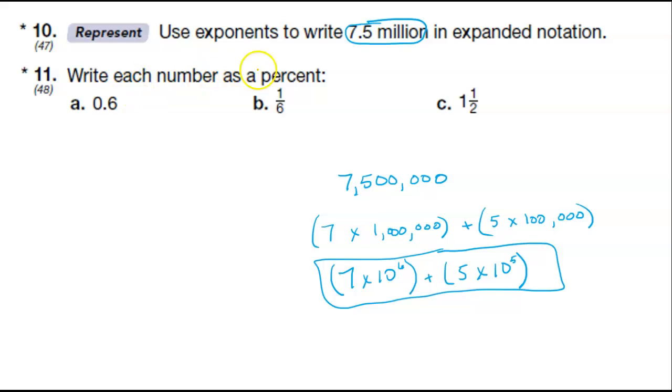Write each number as a percent. So here I have a decimal. To go from decimal to percent, I multiply by 100, so I have 0.6 times 100, which gives me 60%.